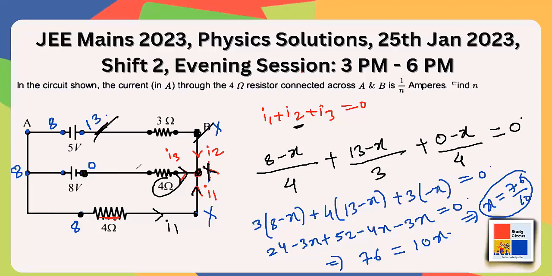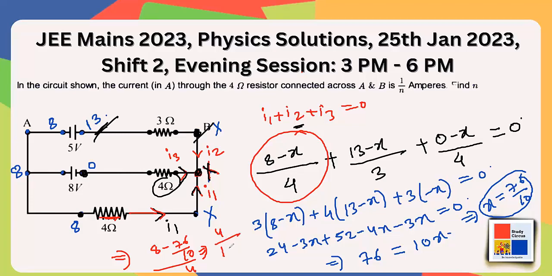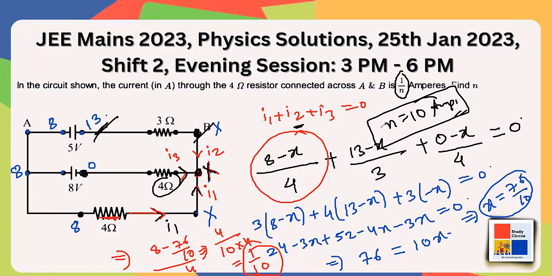Now I have to find the current I1, the current through this 4 ohm resistor. I1 I can write as (8 minus x) by 4. That is (8 minus 76 upon 10) and then the whole divided by 4. That is 4 upon 10 into 4, that is 1 upon 10. So the current I1 is nothing but 1 upon 10. So if it is 1 by n, that means n is equal to 10. So 10 becomes our answer here.